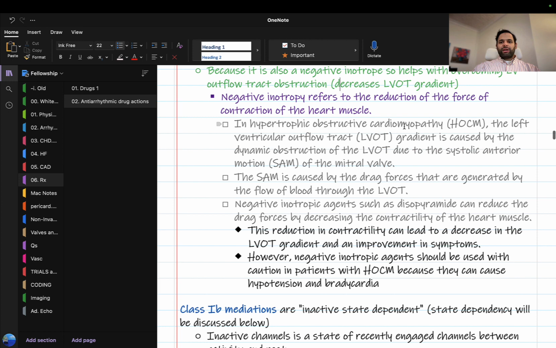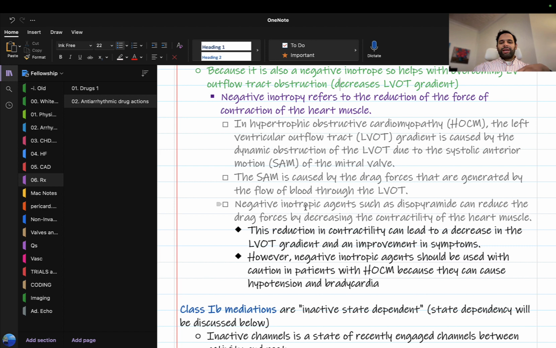In hypertrophic obstructive cardiomyopathy, the left ventricular outflow tract gradient is caused by the dynamic obstruction of the LVOT due to the systolic anterior motion, known as SAM, S-A-M, of the mitral valve. The SAM is caused by the drag forces that are generated by the flow of blood through the LVOT.